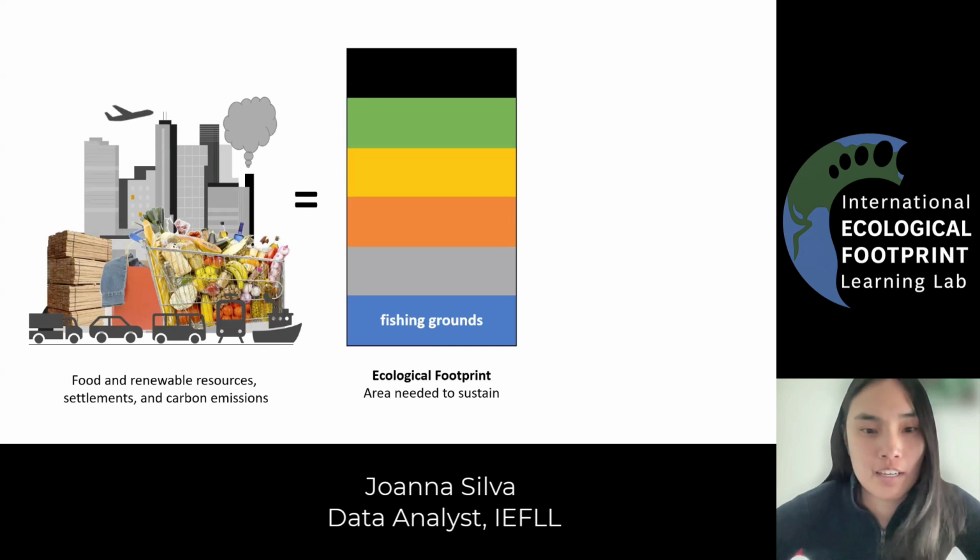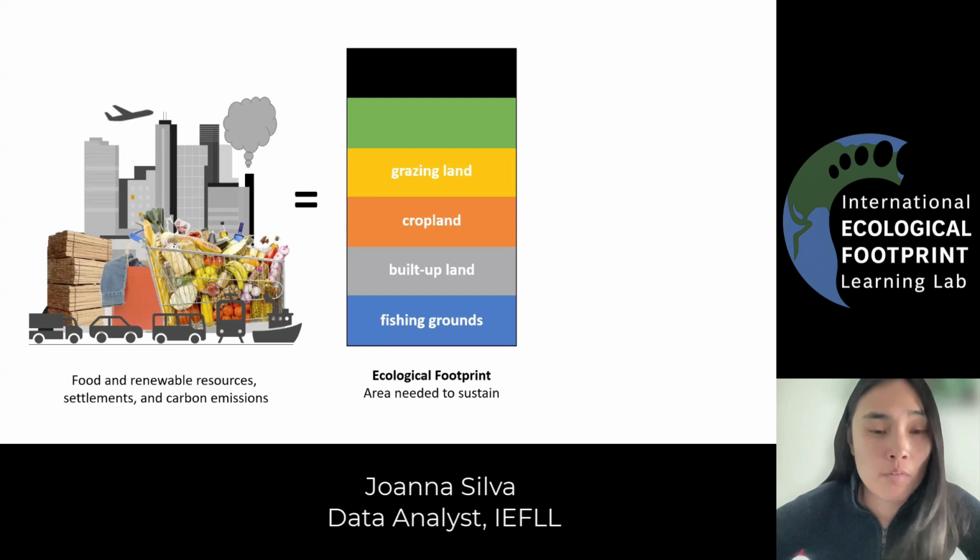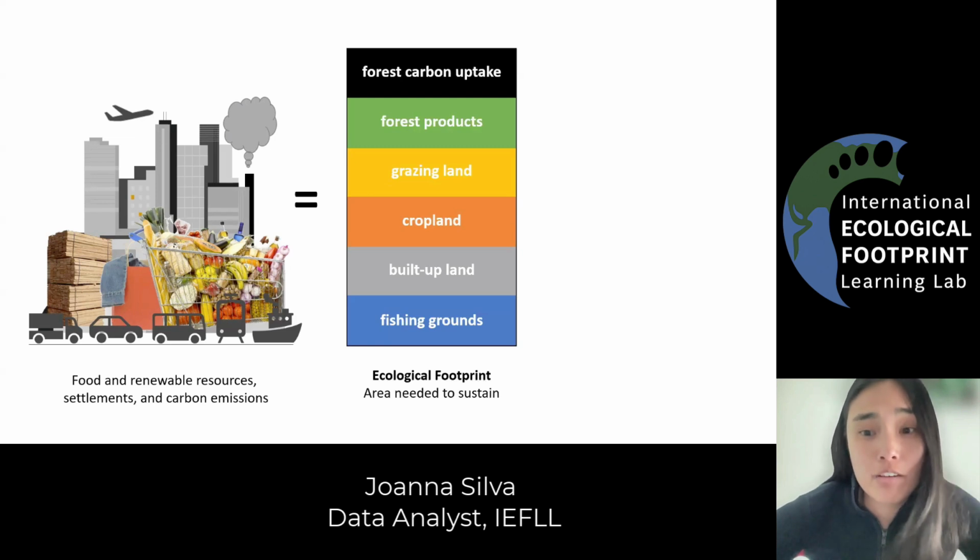Next is built-up land, which is the area of land occupied by human-built infrastructure, such as houses, other buildings, roads, and urban green spaces. Next is cropland, which refers to the area of land needed to grow crops consumed by humans and foods or fibers and crops fed to animals and fish that are consumed by humans. Grazing land is the area of land needed to feed livestock consumed by humans beyond the feed supplied by the cropland component. Forest products is the area of land needed for forest harvest to derive pulp and timber products. And finally, the forest carbon uptake component is the area of forest needed to sequester anthropogenic carbon emissions beyond those that are sequestered by the world's oceans.